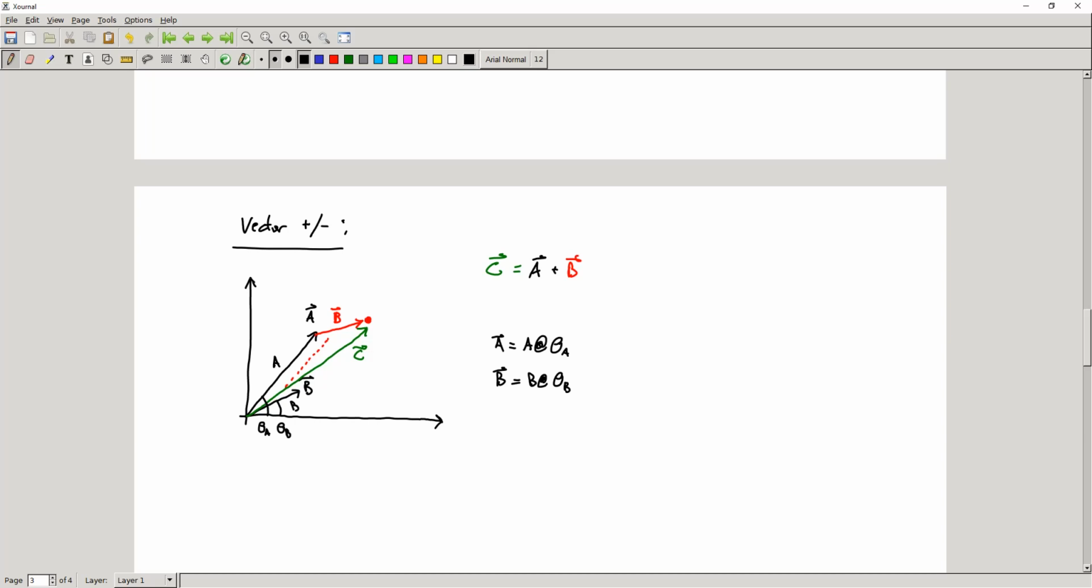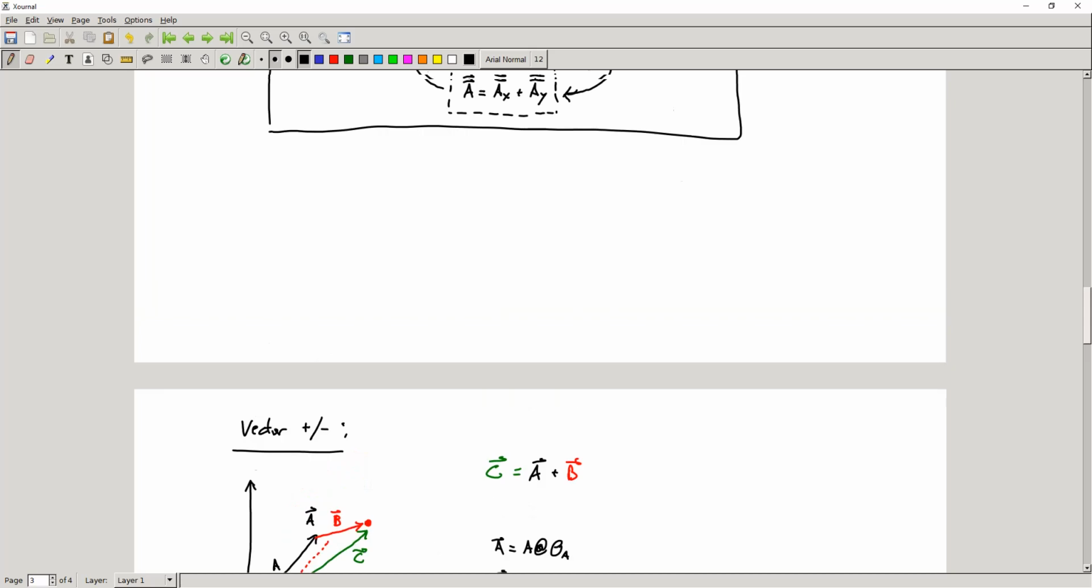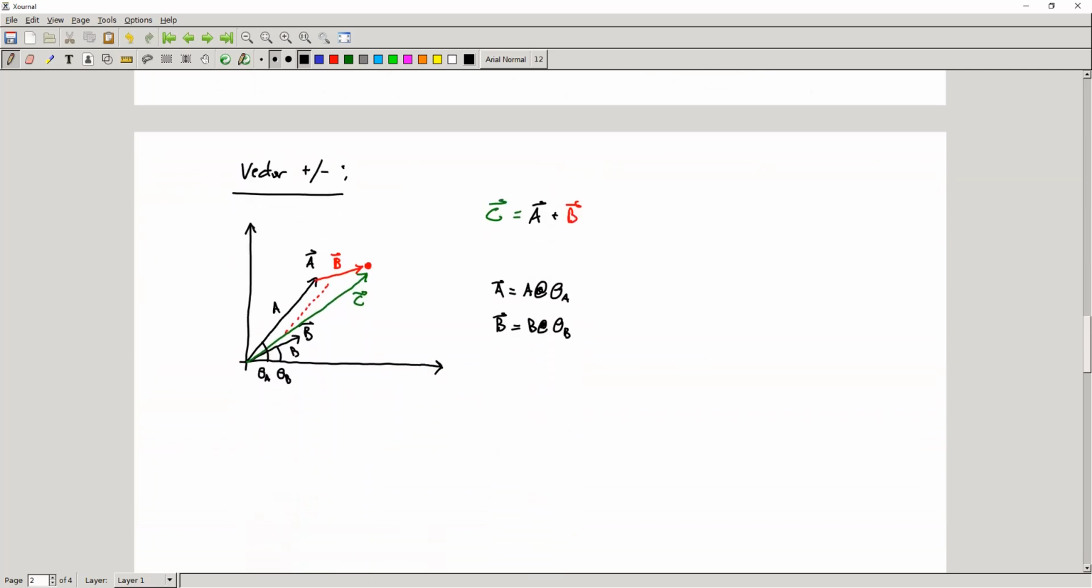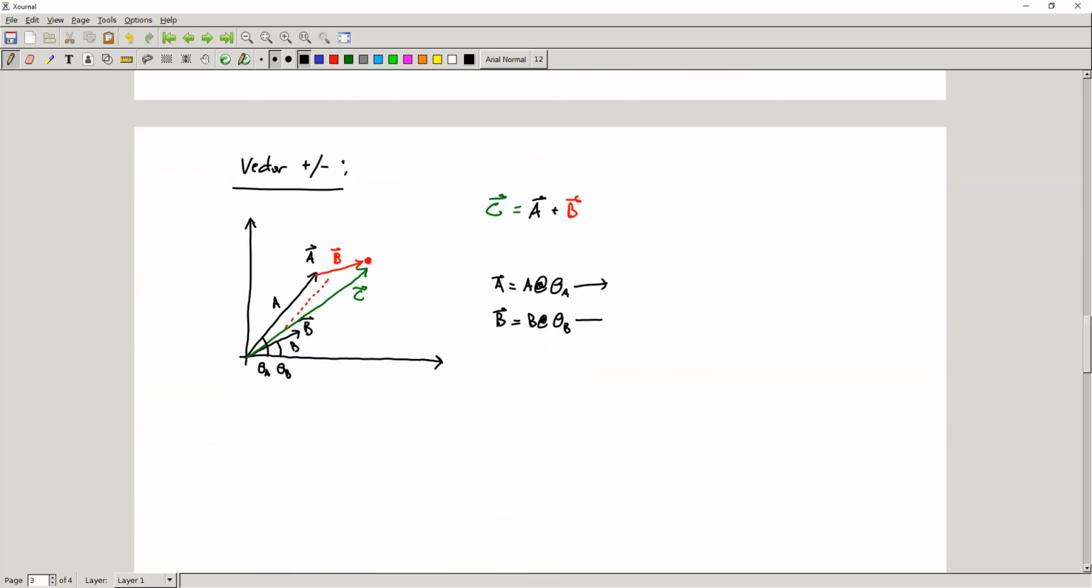If we want to add these together, we simply use the tools that we set up here. We simply use these equations here to translate these into their component forms. So we can rewrite A as some AX plus AY, and B as some BX plus BY. And once we've done that, then the addition is simple. Then we just add up the X components and the Y components, and we're going to find that we end up with the right answer.